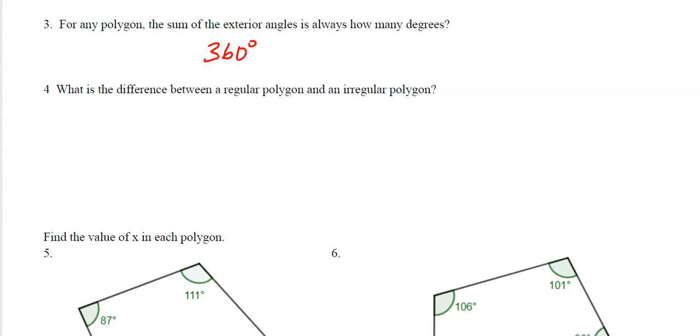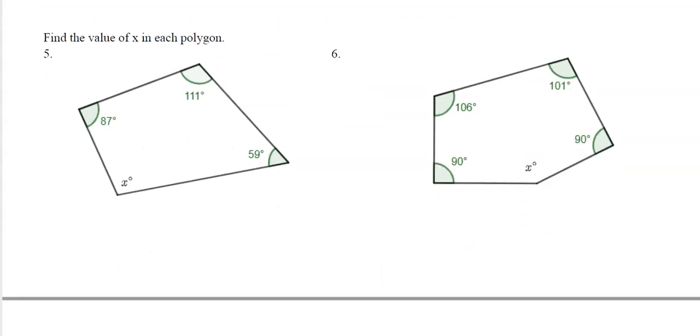What's the difference between regular and irregular? I already kind of told you that, but regular means equal sides and equal angles. All right, that's regular. So if we scroll on down and we look at number 5 and number 6, these are not regular. These are irregular because the angles aren't all the same. So the question is, how much is this corner worth?